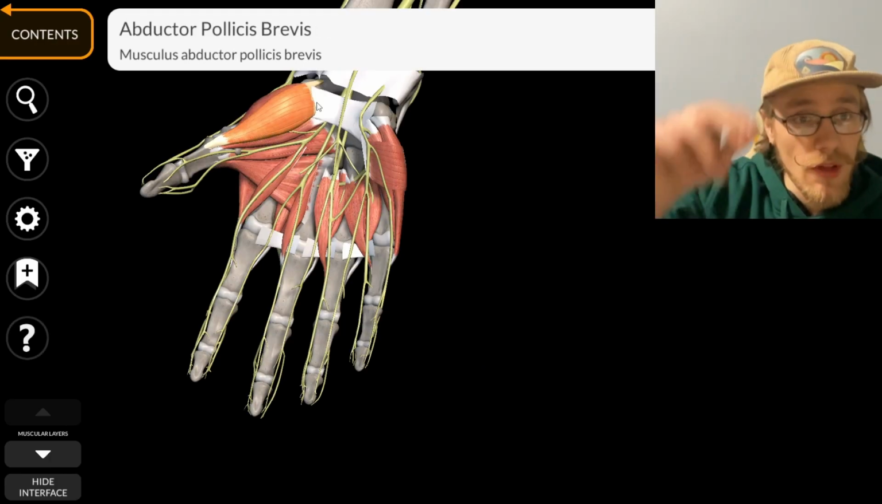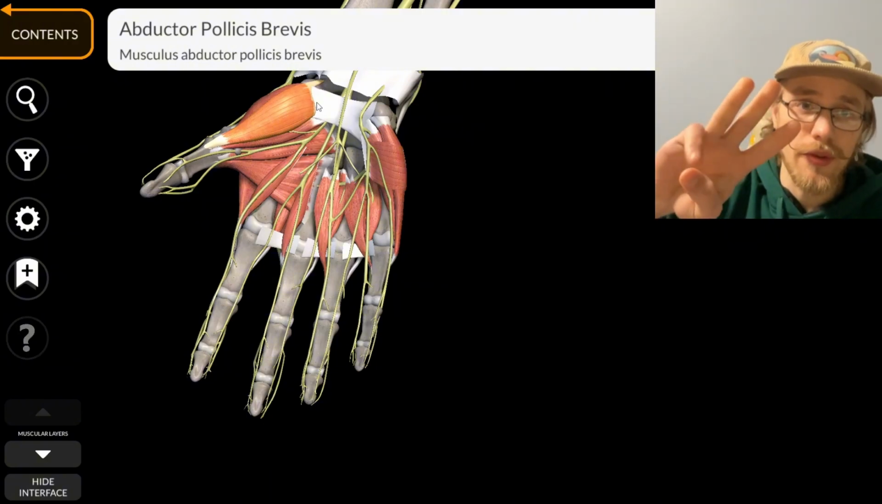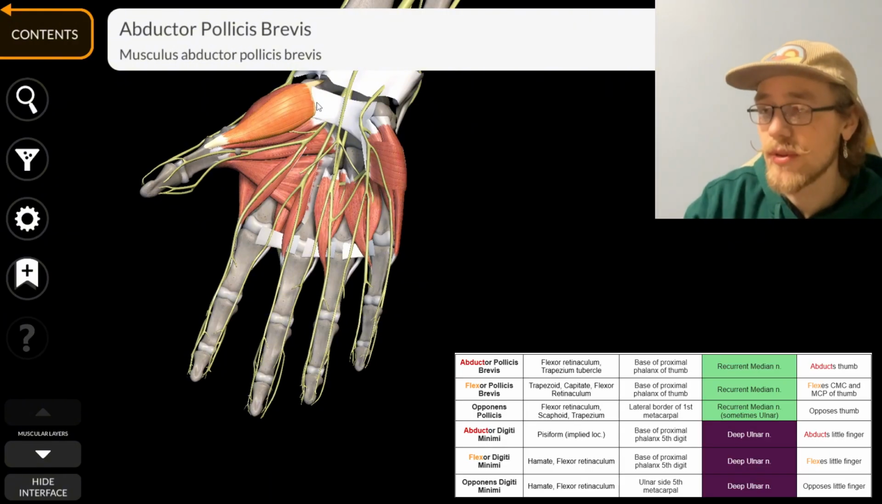Boom. Last thing we have to cover is the muscles of the hand. They go in a 3-4-3 pattern, so I can show that to you right now.